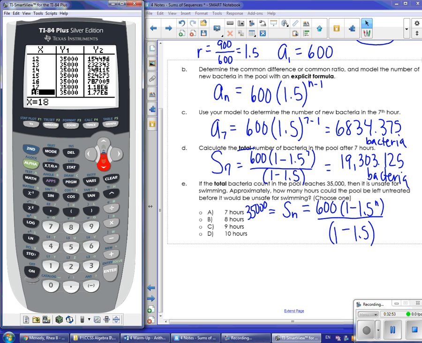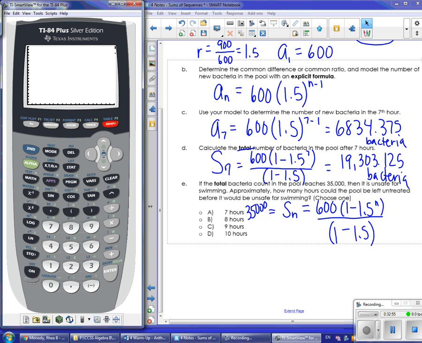If you wanted to be more precise, we could go into our graph. But the one thing you'd have to be careful of with your graph is rescaling your window. So I know if I go to my window, my x-axis corresponds to time, so the number of hours. So I might want to start with 0, and then let's say 50 hours. And then the y-axis is going to correspond to the total amount of bacteria. So I want my y min, I can make 0. But my y max, I want that to be 35,000.